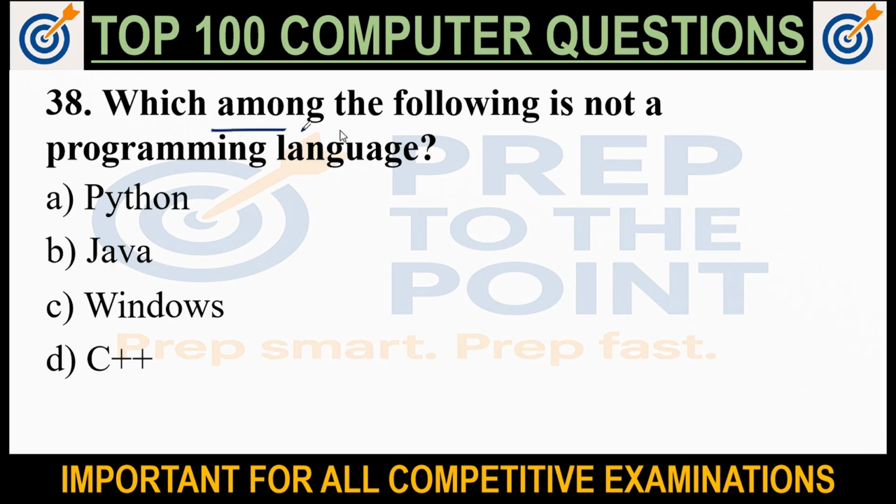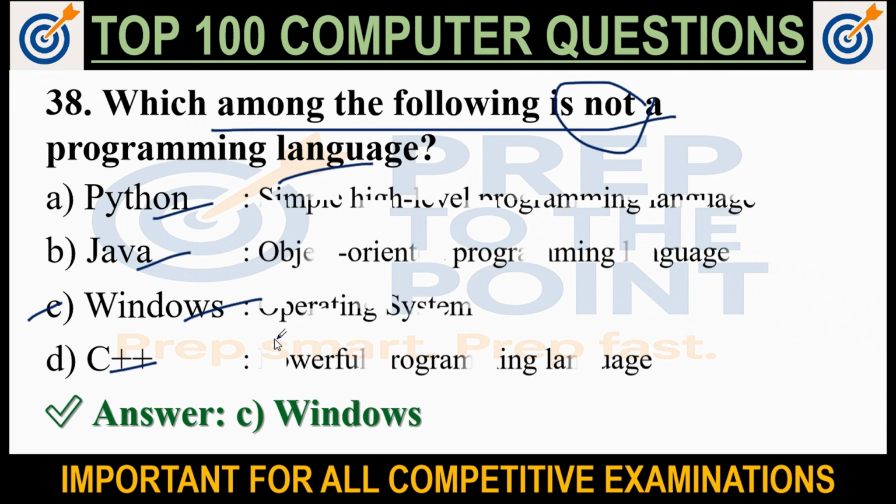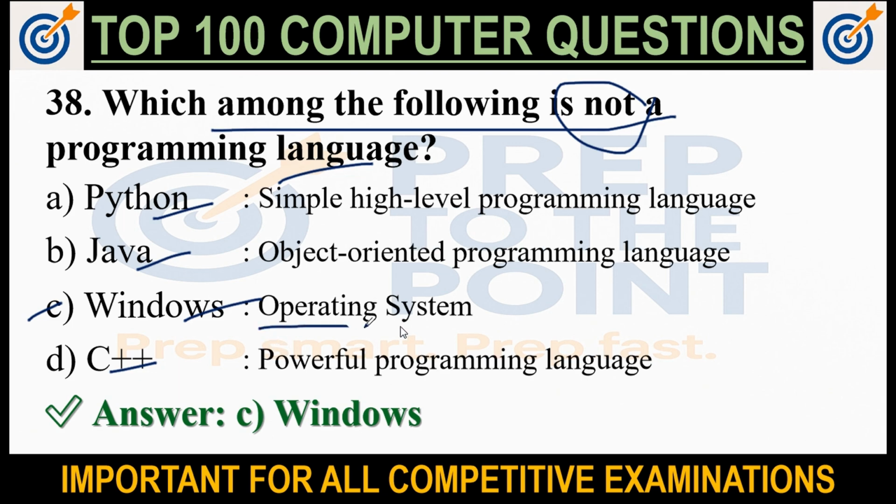Which among the following is not a programming language? Options are Python, Java, Windows, C++. The answer is Windows, because Windows is an operating system, but Python, Java and C++ all are programming languages. Python and C++ are high level programming languages and Java is object oriented programming language.